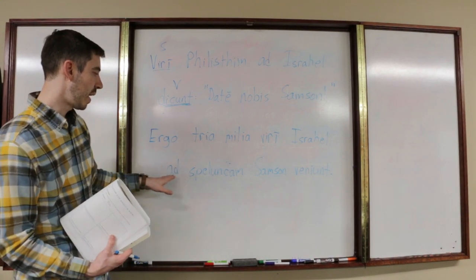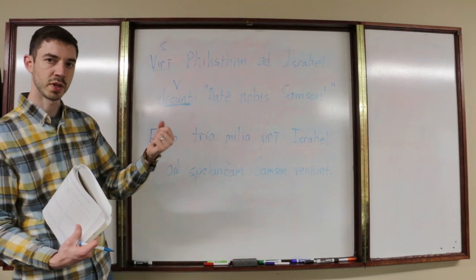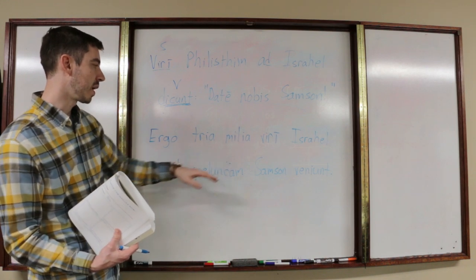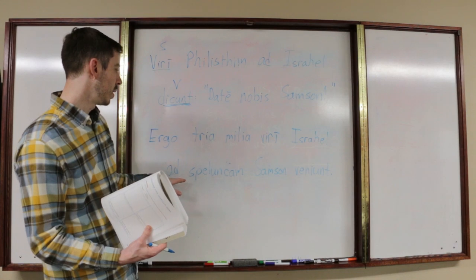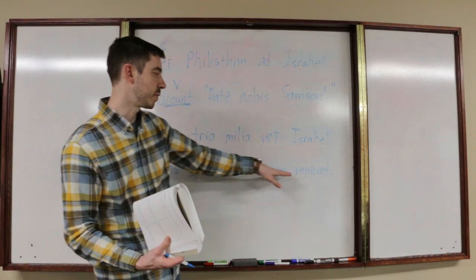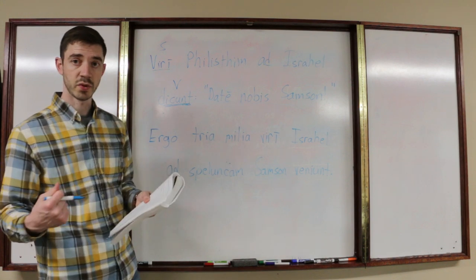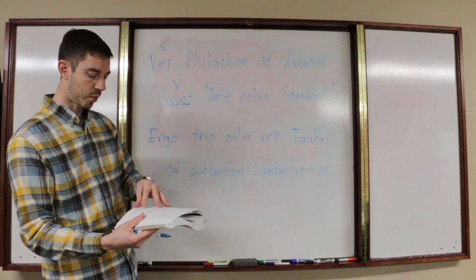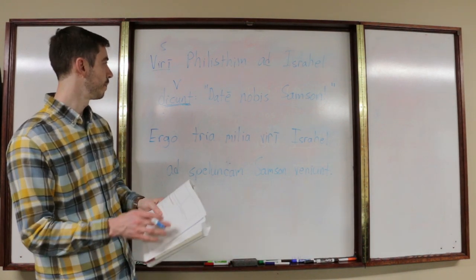So this, again, ad plus accusative. Here it's a little more clear that it's in the accusative case. Remember, because of the ending, ad speluncam, Samson venient. So, to the cave of Samson they come. So, 3,000 men of Israel, the Philistines come and say, hey, give us Samson. So, 3,000 men go to get Samson.